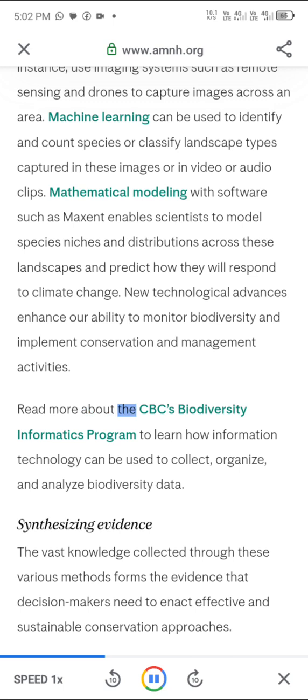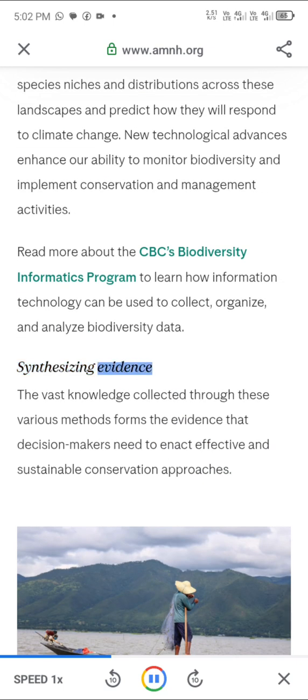Read more about the CBC's Biodiversity Informatics program to learn how information technology can be used to collect, organize, and analyze biodiversity data. Synthesizing evidence. The vast knowledge collected through these various methods forms the evidence that decision makers need to enact effective and sustainable conservation approaches.